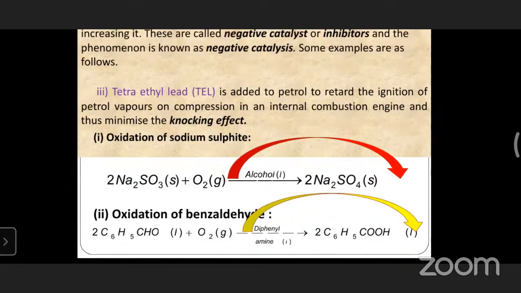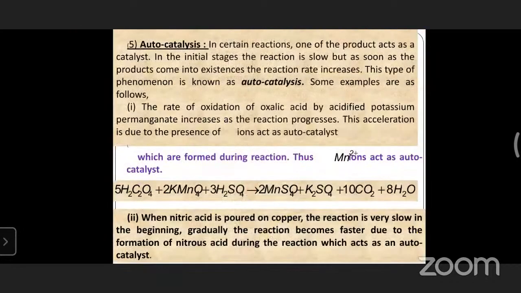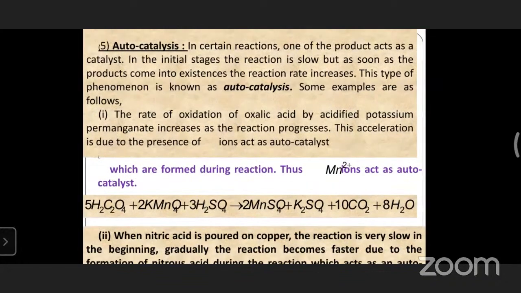After negative catalysis, we will see autocatalysis, which is one of the types of catalysis process. What is autocatalysis? Let me explain. In certain reactions, one of the products formed here acts as a catalyst. No additional catalyst is taken in this reaction, like alcohol. Even though one of the products is already formed in the reaction, it again acts as a catalyst.